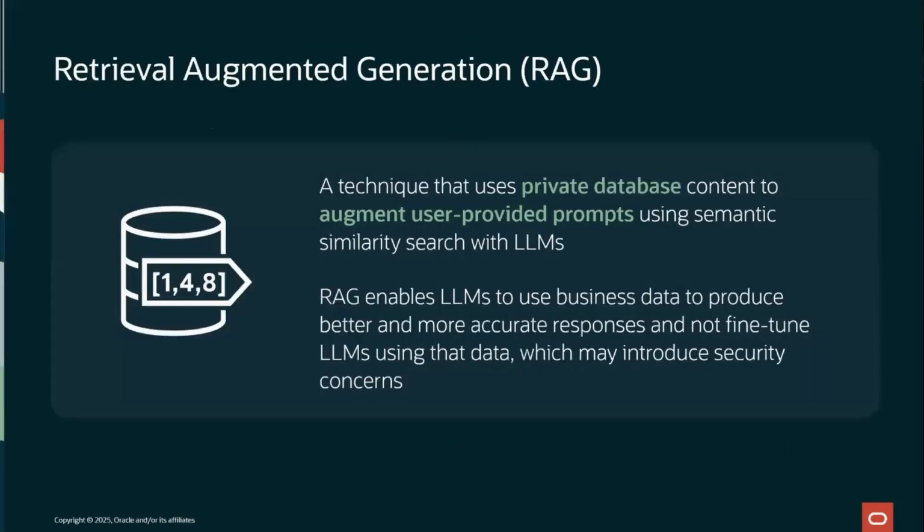So this brings us back to retrieval augmented generation. This technique uses content separate from the LLM and often private to augment user-provided prompts. Here, RAG combines the semantic similarity search using vectors and an LLM. RAG enables LLMs to use business data to produce better and more accurate responses without fine-tuning, which might require using your business data, leading to possible security concerns.